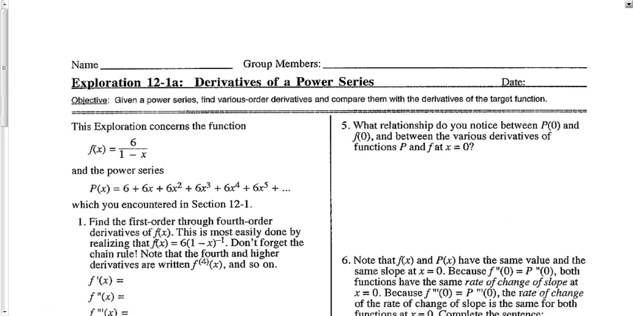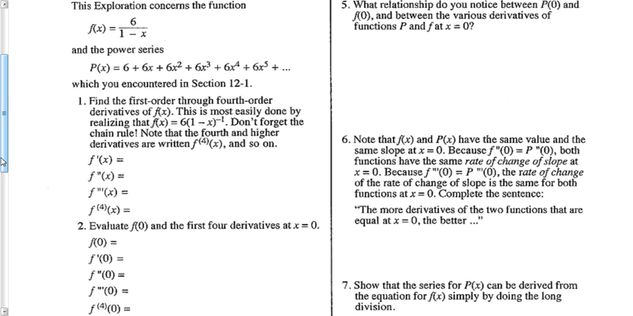Of course, it says we encounter this in section 12.1, which I'm not sure if we got that exploration done in class or not. So we're going to go ahead and do this. Find the first order through fourth order derivatives. What that means is find the first derivative, second derivative, third derivative, and fourth derivative.